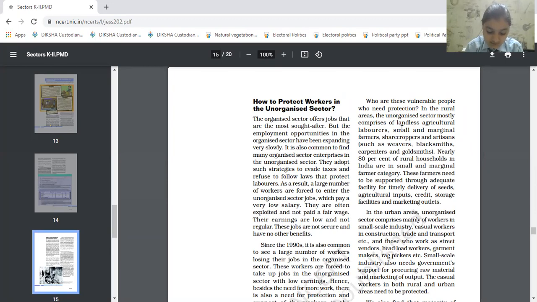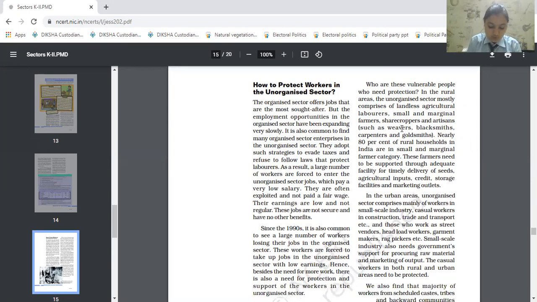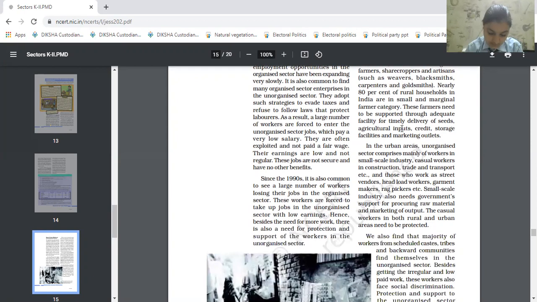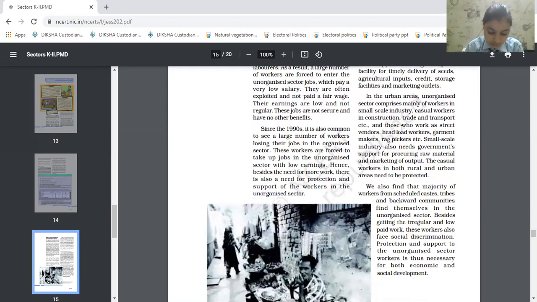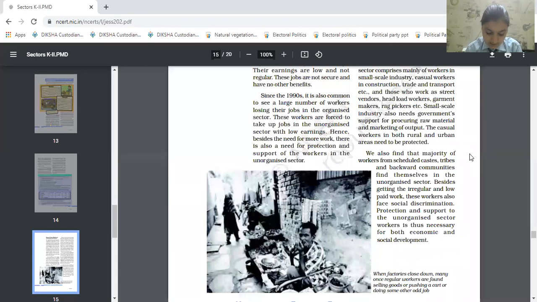Small-scale industry also needs government support for procuring raw material and marketing of output. The casual workers in both rural and urban areas need to be protected. We also find that the majority of workers from scheduled castes, tribes and backward communities find themselves in the unorganized sector. Besides getting irregular and low paid work, these workers also face social discrimination. Protection and support to the unorganized sector workers is thus necessary for both economic and social development.